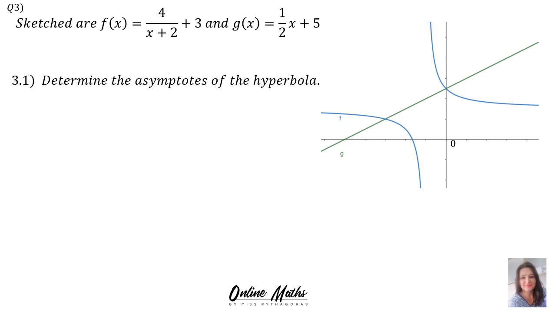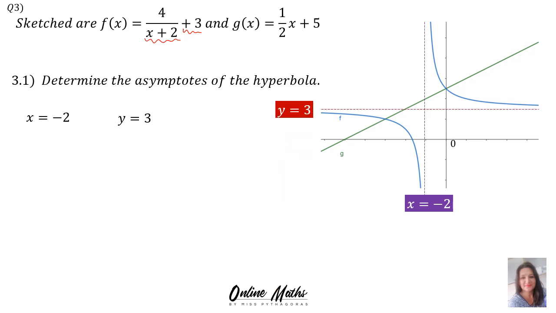Remember, where do we find them? First of all, we will zoom in on x plus 2, and that is where we will find the vertical asymptote, which will be x is equal to minus 2. It's that line over there, the purple line. And then the horizontal asymptote, remember, it's this plus 3. We say y is equal to 3, and there's the line. Horizontal asymptote, y is equal to 3.